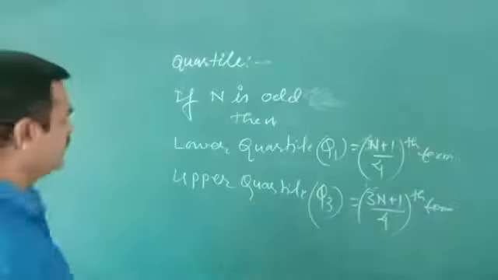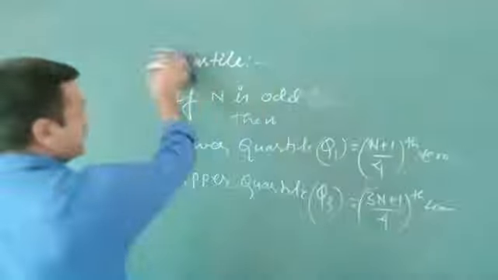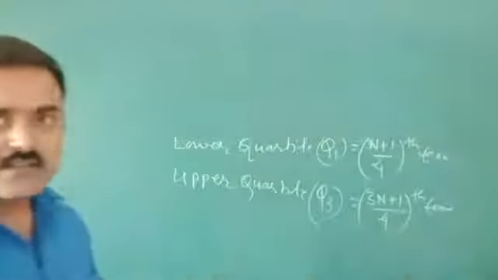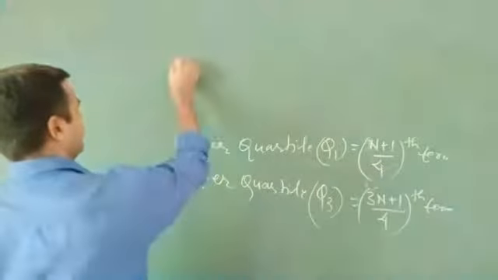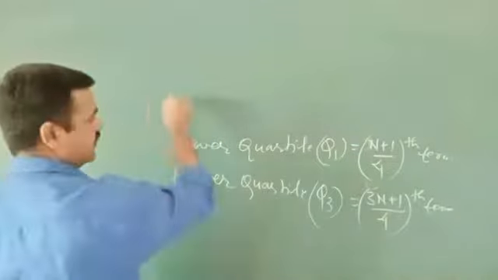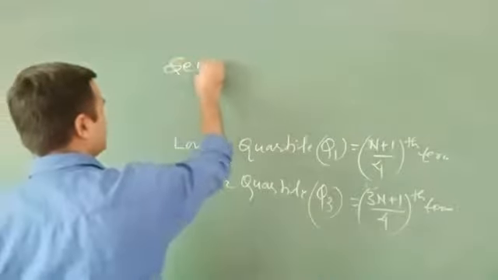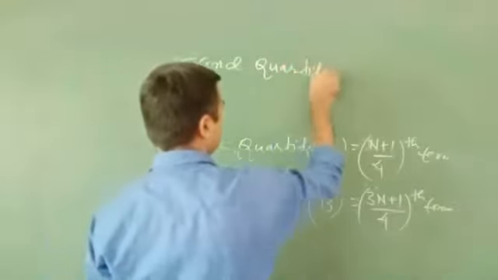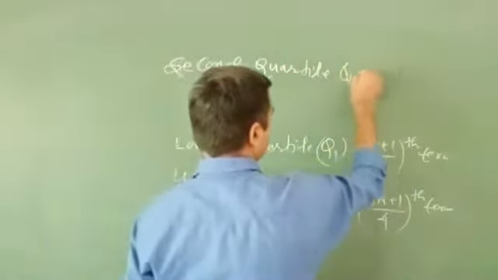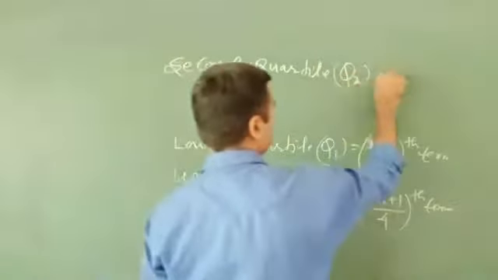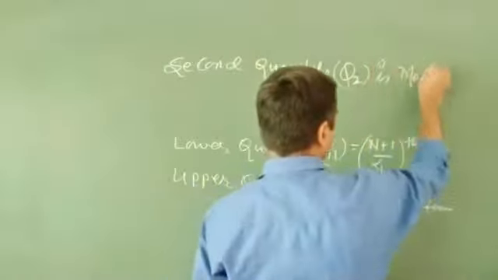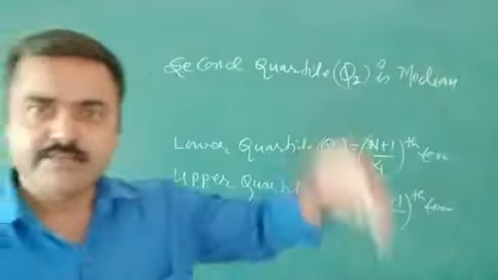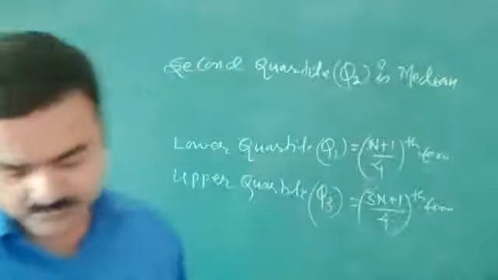and one thing, 50%, as I have told you, 50% is the median. Then second quartile, if you are asked what is the second quartile, second quartile Q2, this is what is median. I think there should be no doubt because median is the 50% and that is Q2.